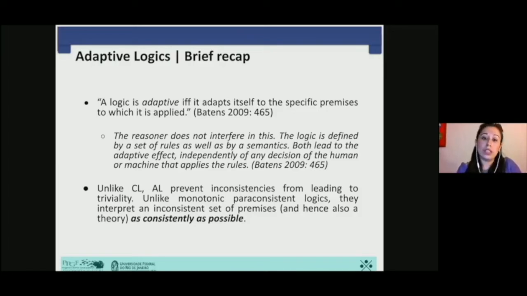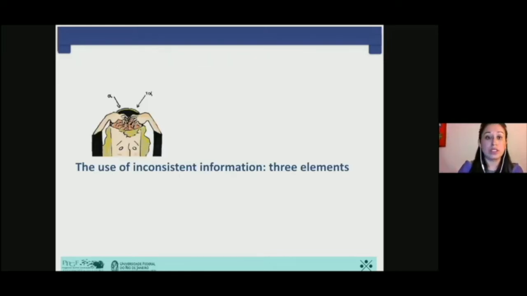Unlike classical logic, an adaptive logic would prevent inconsistencies from leading to triviality. Unlike monotonic paraconsistent logics, they interpret an inconsistent set of premises as consistently as possible, and this is the secret of adaptive logics. Now, moving forward to the use of inconsistent information in the sciences and the three elements that are crucial when studying it.